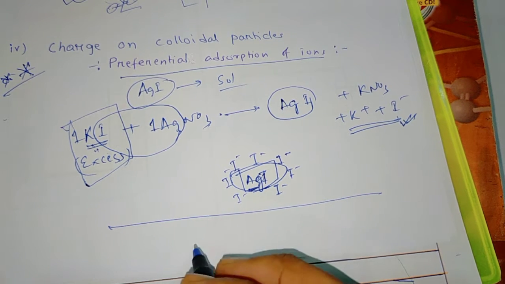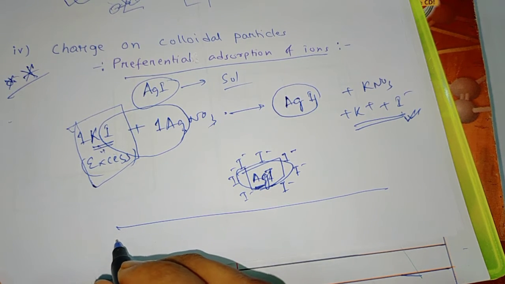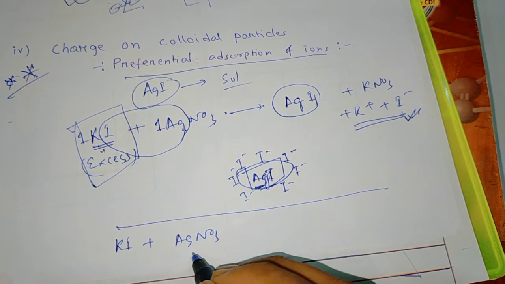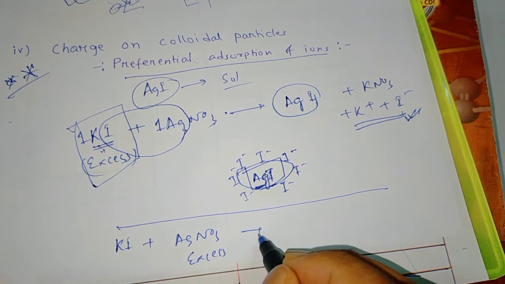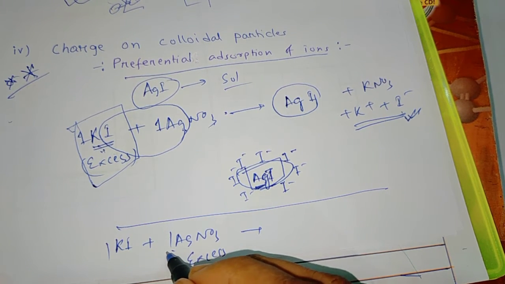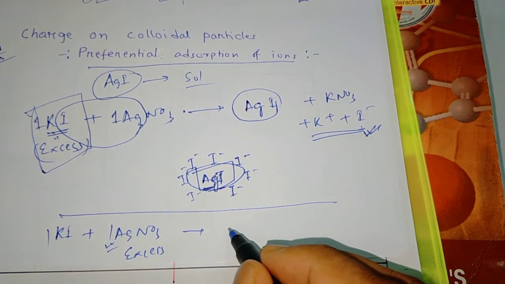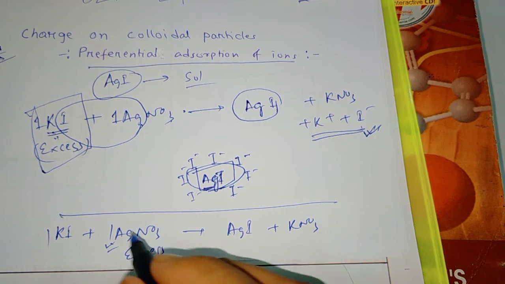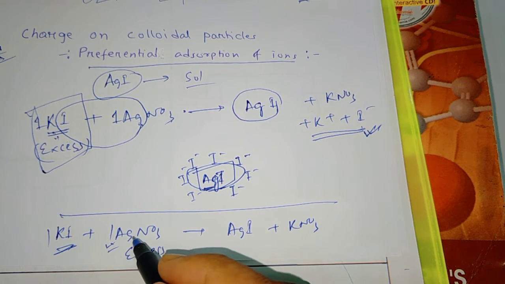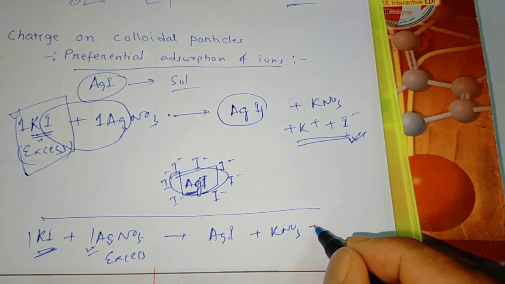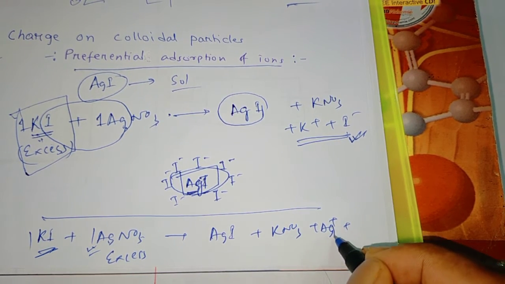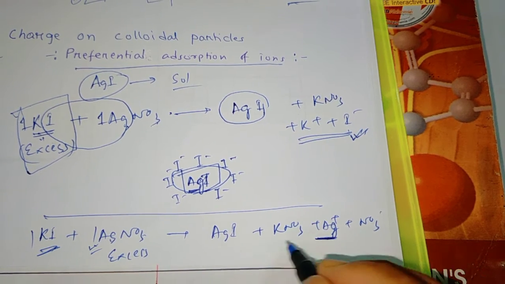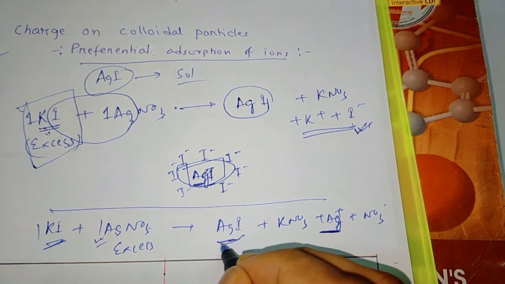Now in the same one, if I take potassium iodide and silver nitrate, this time silver nitrate we have taken in excess. 1 mole required, we have taken 1.5 mole of this one. Then we have silver iodide and KNO3. The potassium iodide is exhausted in this reaction, but silver and NO3 are left, Ag positive and NO3 negative. Now this excess silver ion gets adsorbed on this silver iodide.